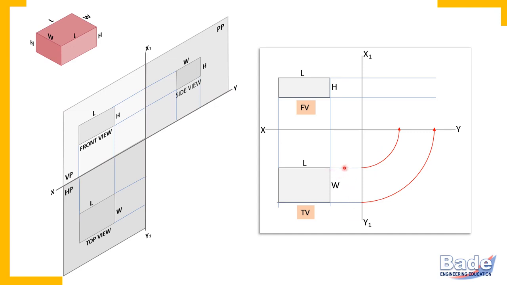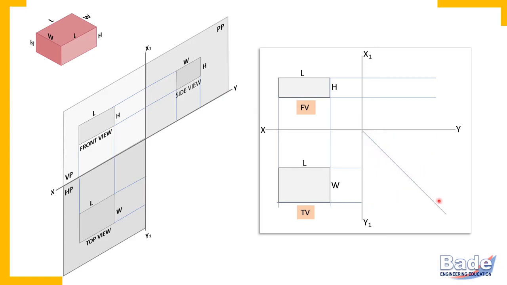These two projectors are perpendicular to the x1, y1 line. So this is how the width has been transferred onto the x1, y1 line. Now this width becomes horizontal in the side view. To transfer this width horizontally here, these two quarter circular arcs are drawn. These are concentric arcs, and for both arcs, the center is the intersection of the xy line and the x1, y1 line. There is one more method.